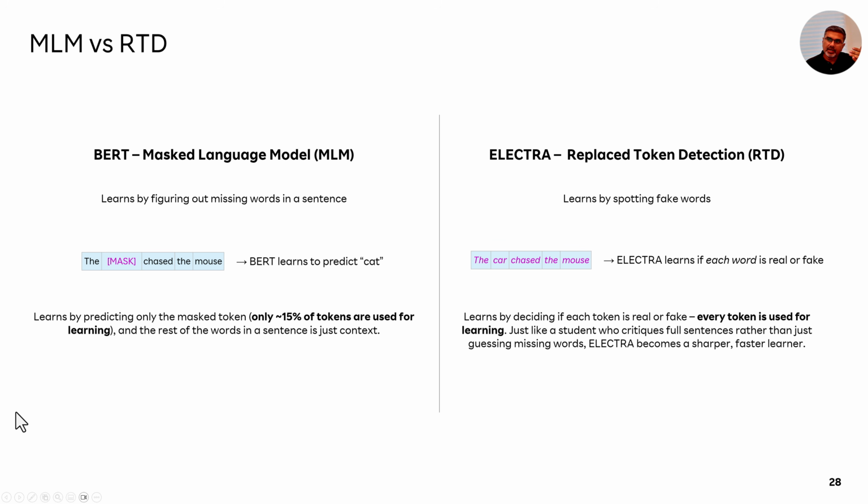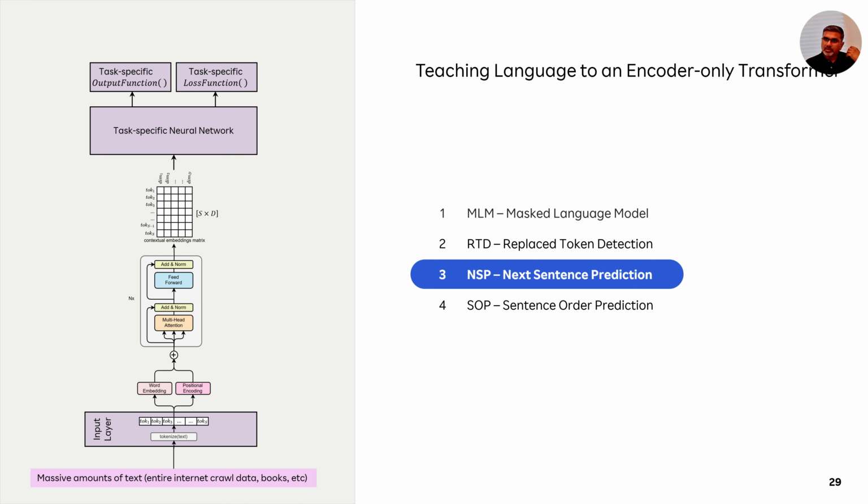Okay, and as a result of that, what they found is that it is much faster for the loss to converge than when you're using MLM, and it is also higher performing in the sense that it can give you a better GLUE score. Okay. All right. So the third technique to do pre-training is called next sentence prediction.